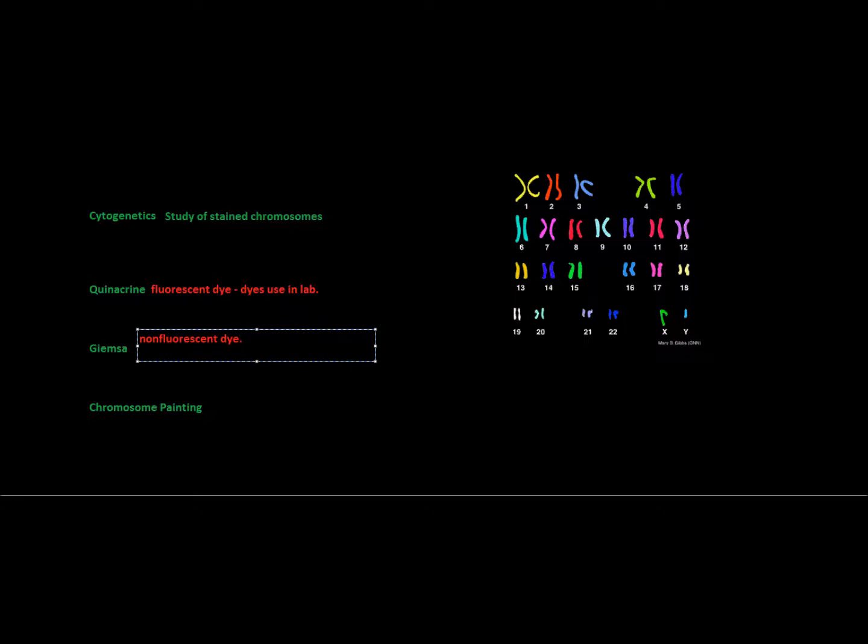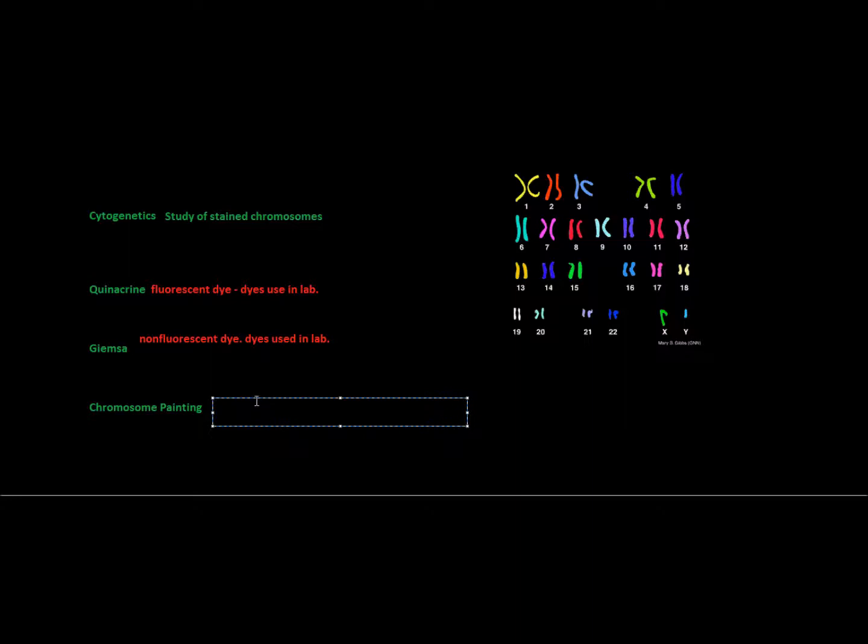And then you have something else called Giemsa, and this is another dye that they use, although this is a non-fluorescent dye. We're going to talk about the differences between fluorescent and non-fluorescent compounds. But for now, what we need to understand is that both of these are dyes used in the laboratory in order to detect chromosomes that might be malfunctioning in some way, or aneuploid.